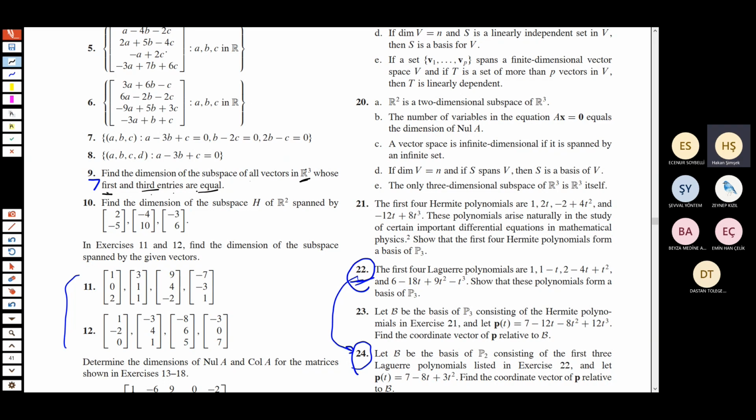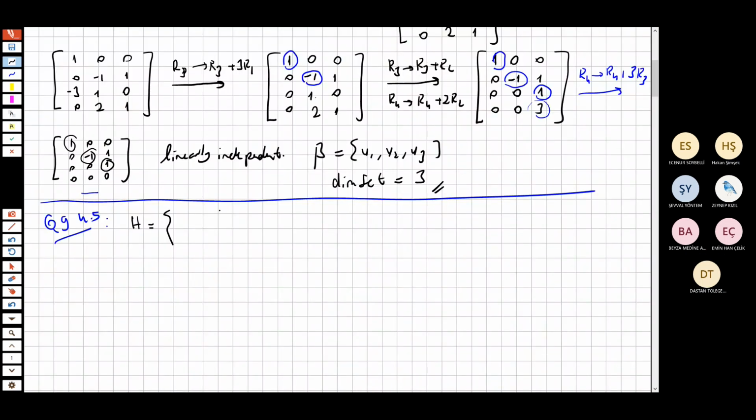In R³, how many components do we have for a vector? 3. The first one is X, the second one is Y, and according to the given information, also the third entry will be X. Very good. So X, Y, X. X and Y are real numbers. It is a subspace of R³, okay.